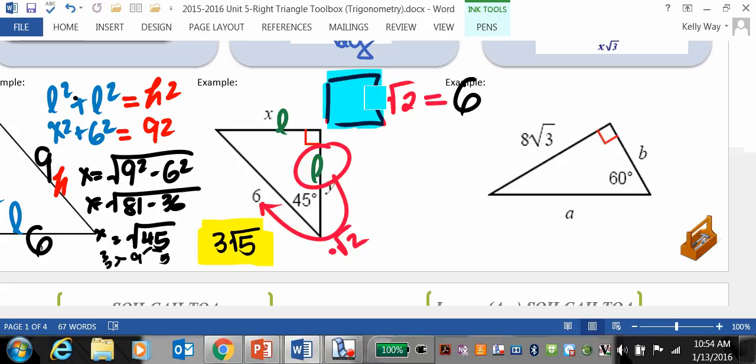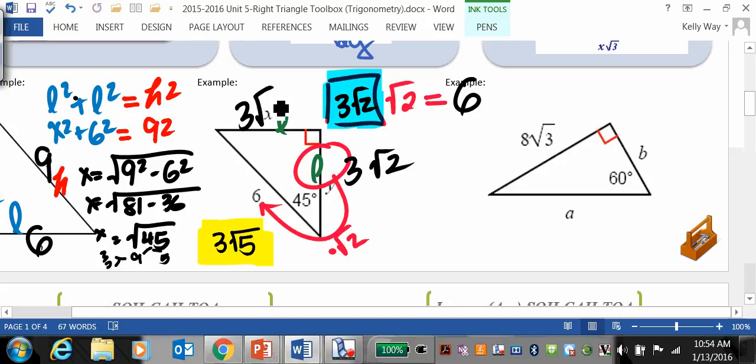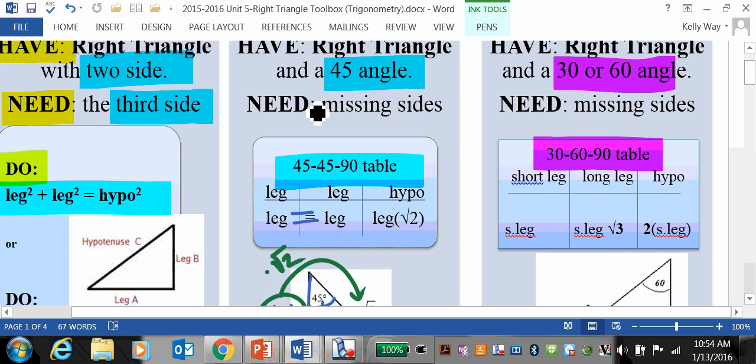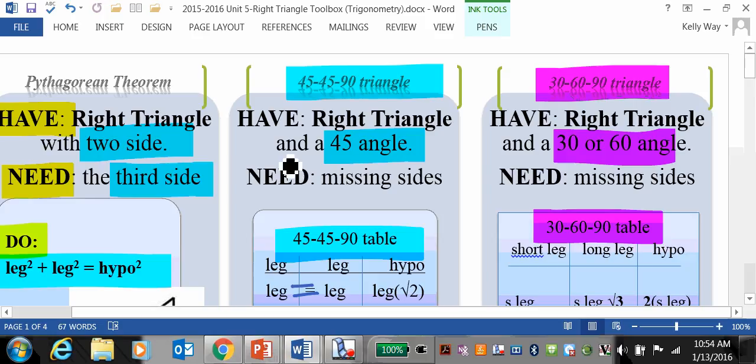Alex, what is it? Something times root two is six. There you go. Thumbs up if you said 3 root 2. You got it? Which means leg, leg, this is done. Ta-da! That's how easy this gets. They're both 3 root 2 because legs are equal, right? Okay, that's for 45, 45, 90. We'll do more, don't worry.